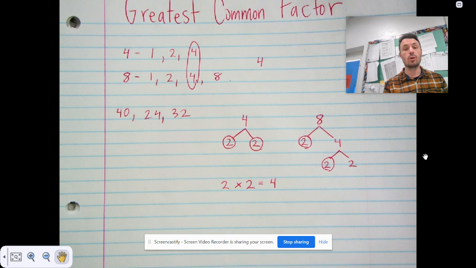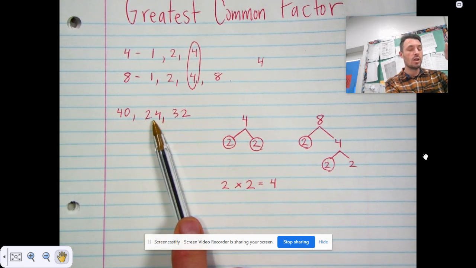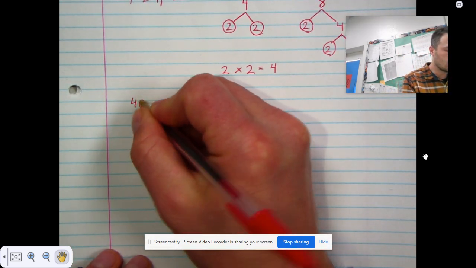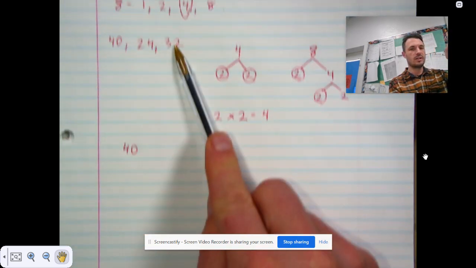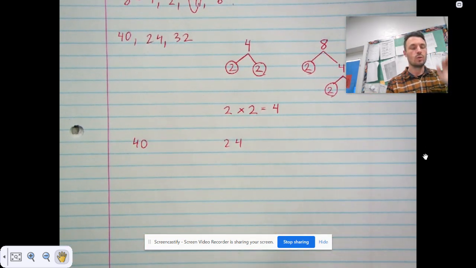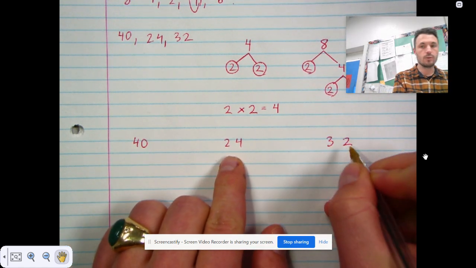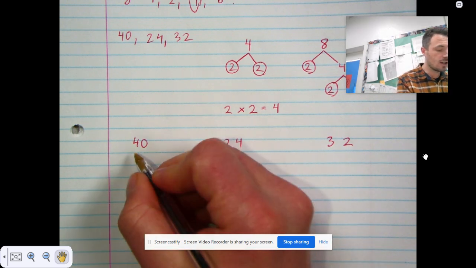Now I'll show you with a more complicated example. Let's say we had to find the greatest common factor for 40, 24, and 30. So I'll put 40 here, 24, and I think I just said 30, but it's actually 32. We're finding the greatest common factor for 40, 24, and 32. So we're not going to list all the factors for all 3 of these numbers. That's too much work. So let's use prime factorization.